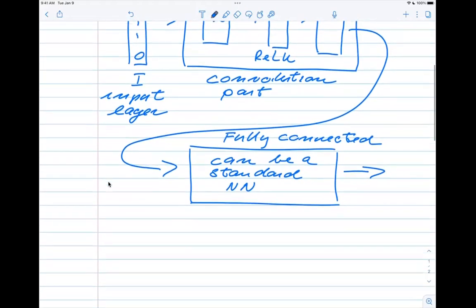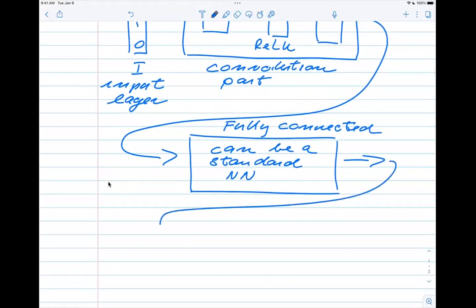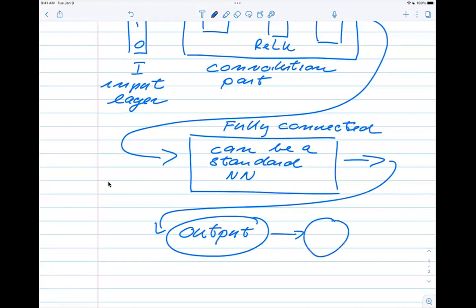So let's just mark that one, and we're going to put it over here. So we have an output from the network. This output is then fed into a cost or loss function. And this is compared with the target values. So this is the basic structure of a convolutional neural network.